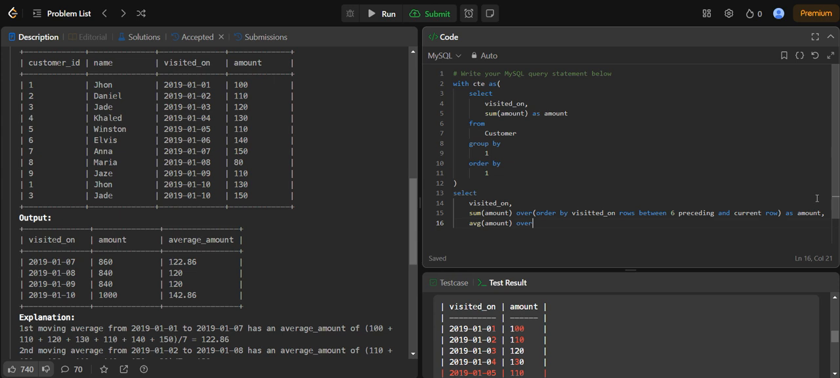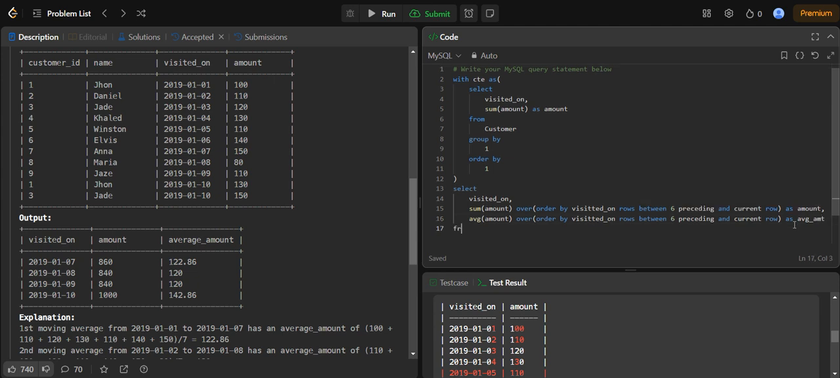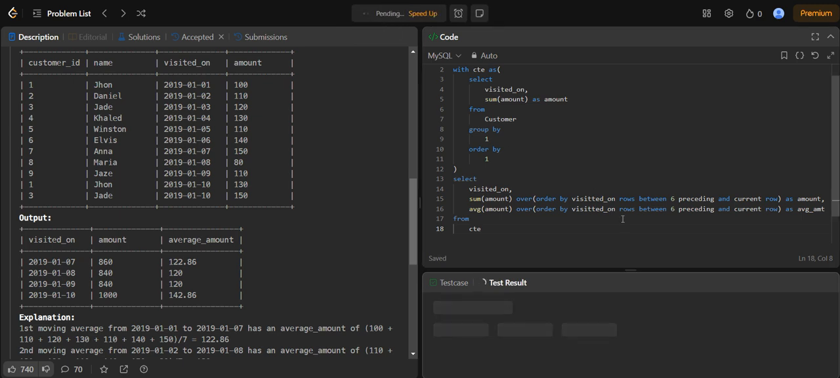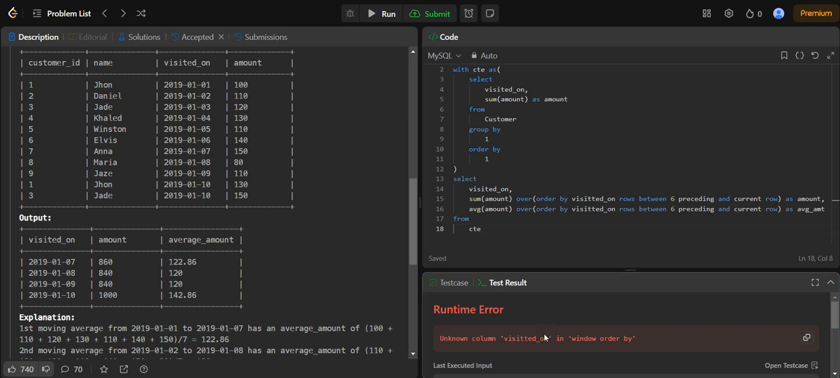over, and I can simply copy this part, as average_amount. From what? From the CTE. Okay, now run this. Visited spelling is wrong, so let me fix that.